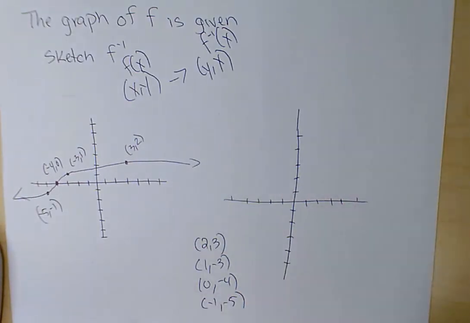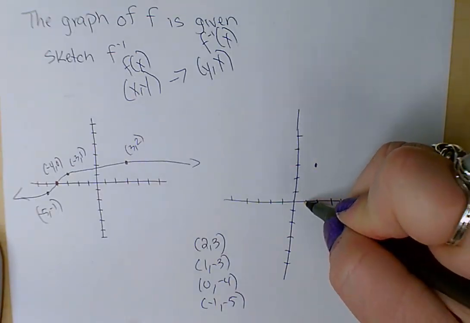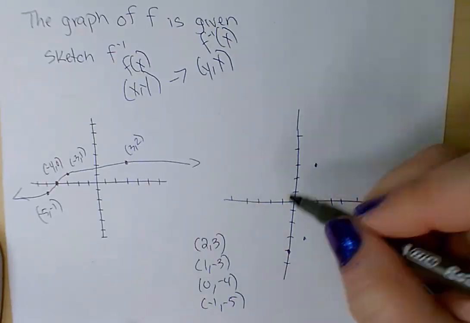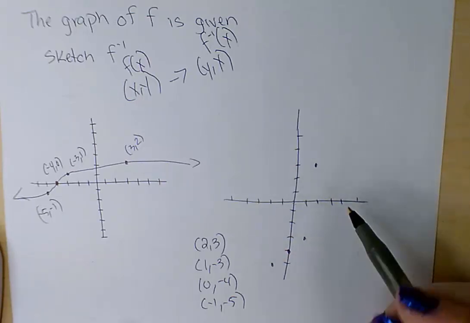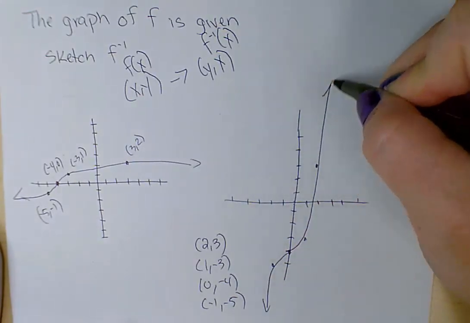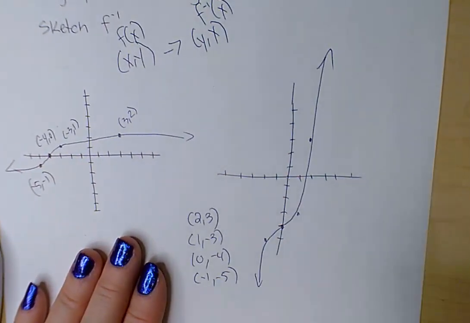Plot these points on this new graph. So I have a 2, 3, a positive 1, negative 3, 0, negative 4, negative 1, negative 5. Connect these dots. So when I connect these dots, that graph is going to look something like this. This is your graph for f inverse.